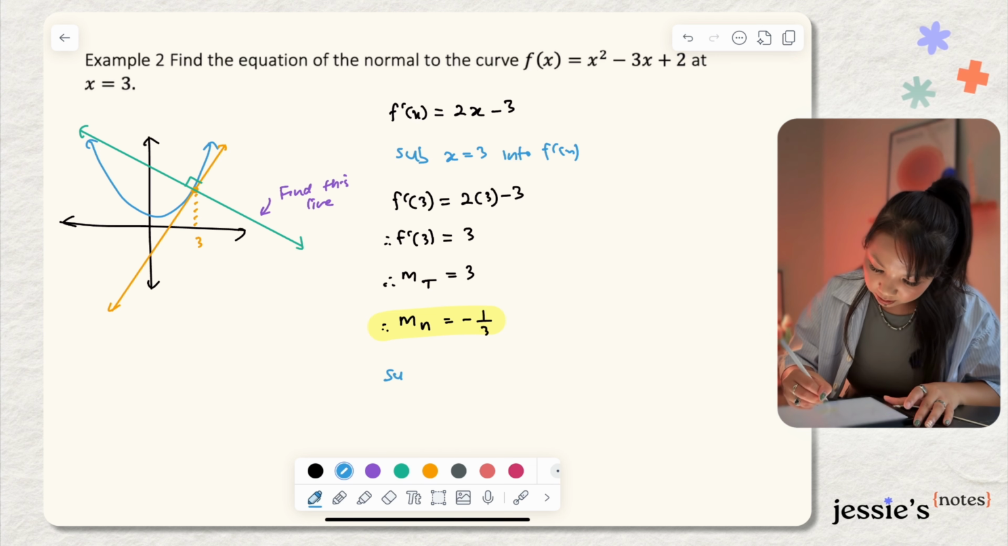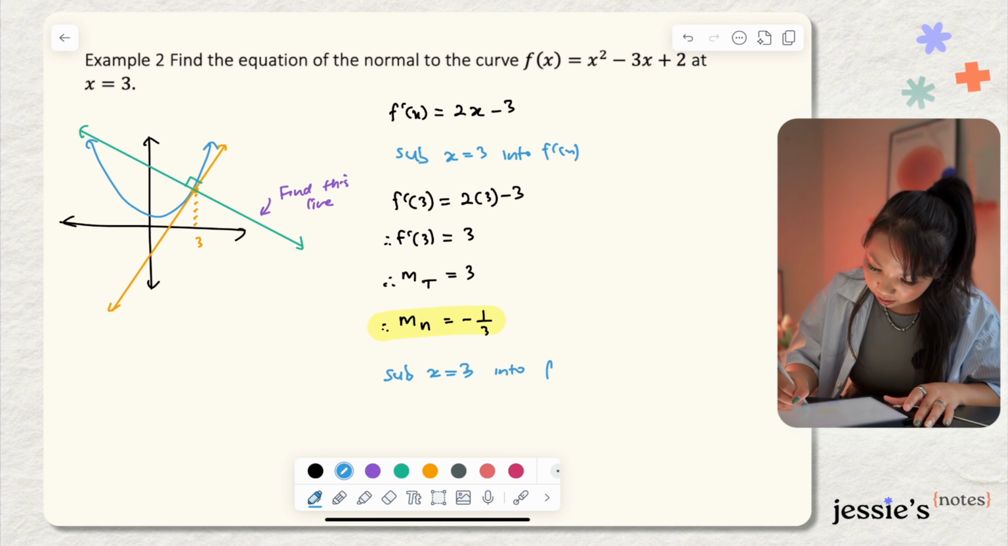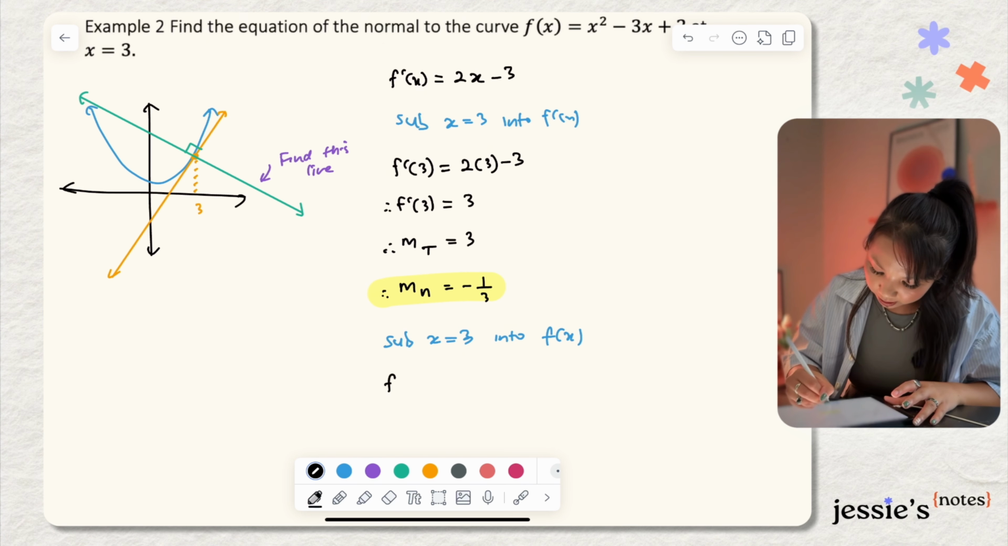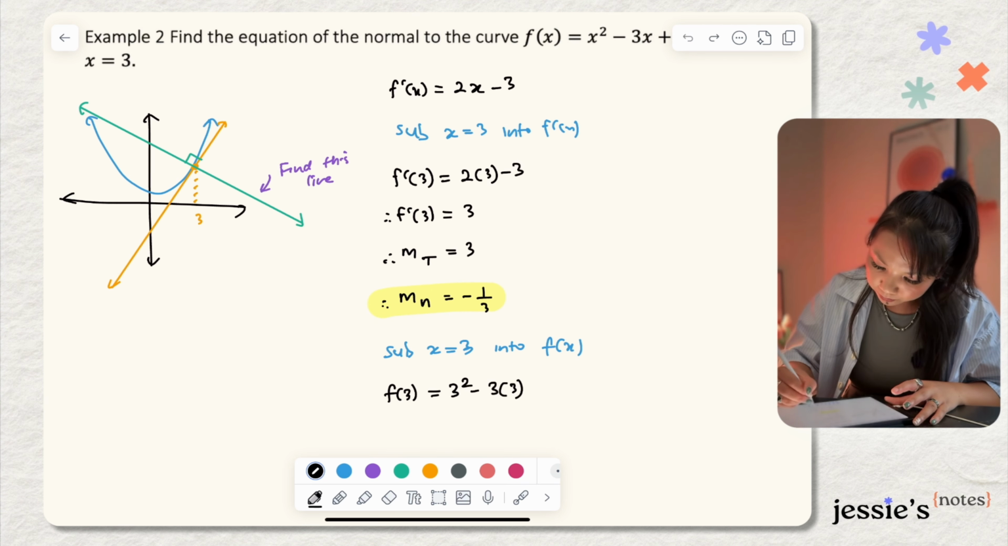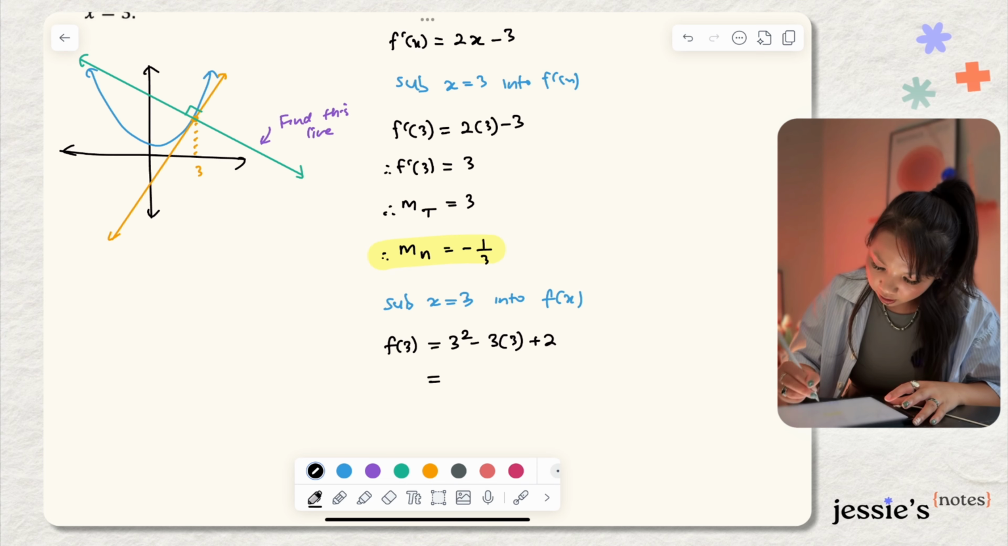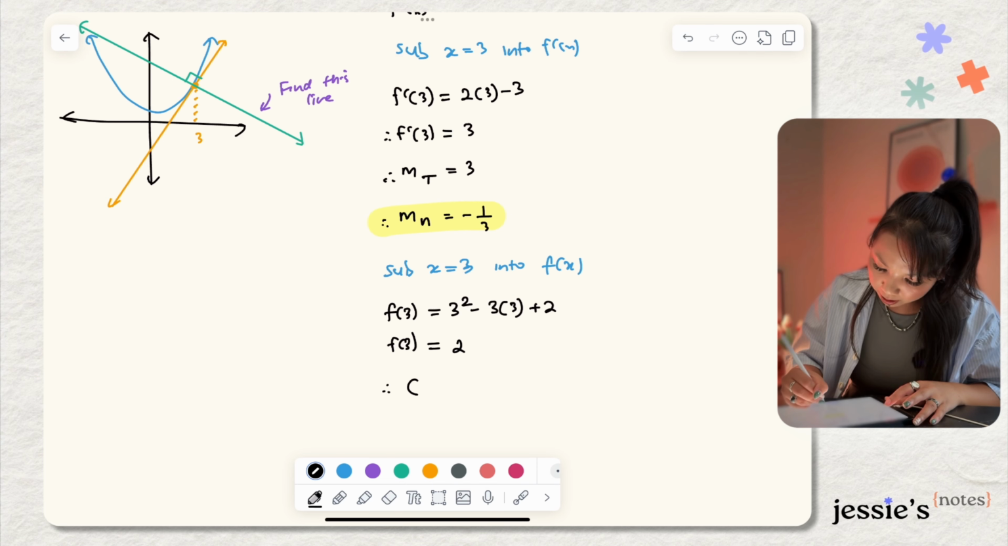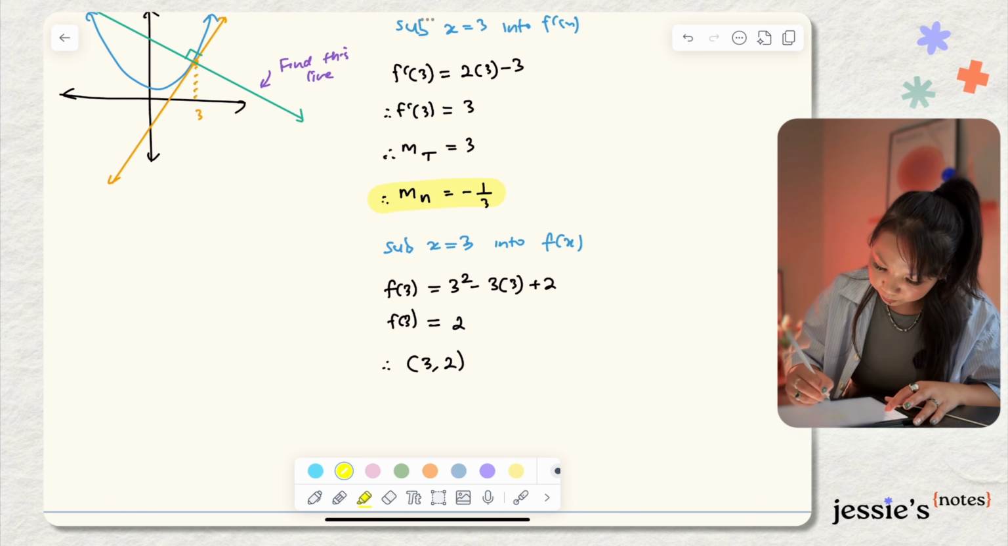So now we're going to substitute x equals 3 into f of x. We get f of 3 equals 3 squared minus 3 times 3 plus 2. That's going to give me 9 minus 9 cancels. We just get 2. So therefore, this passes through the point (3, 2).